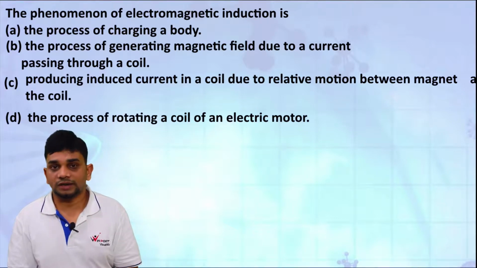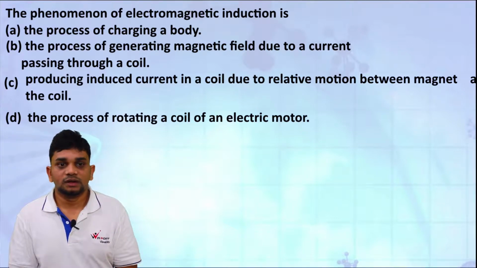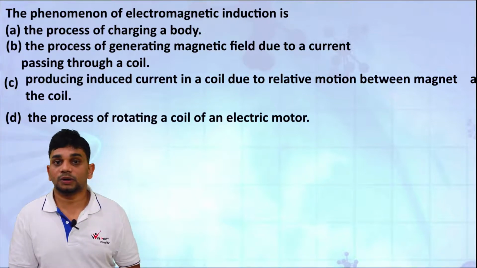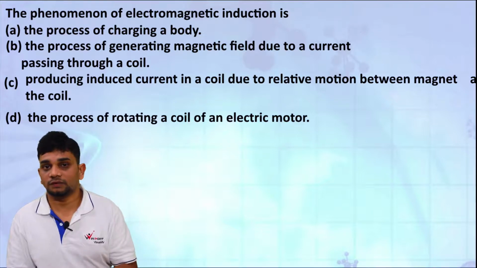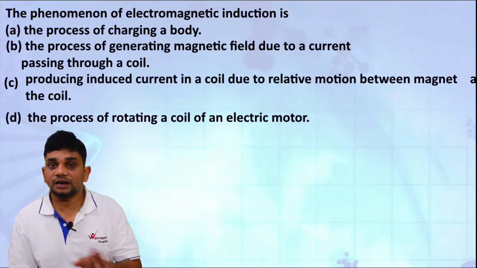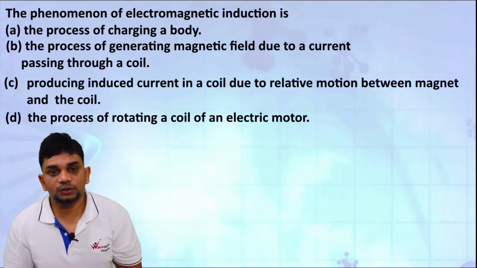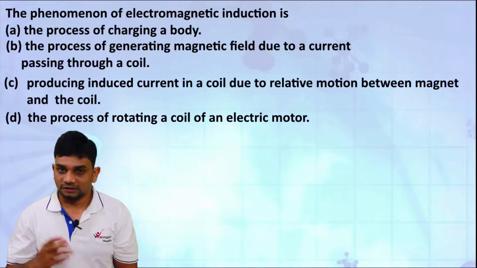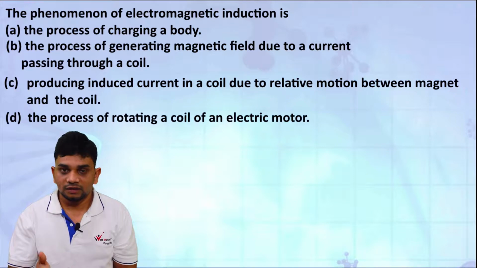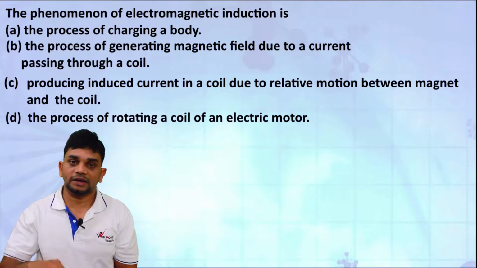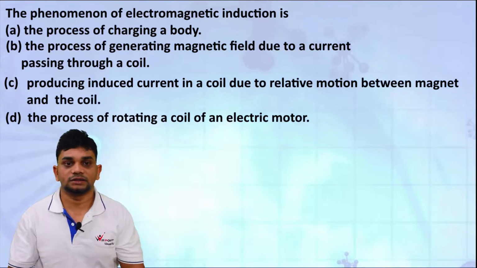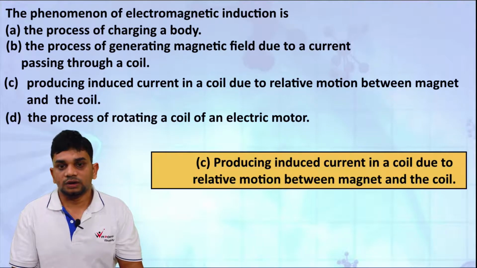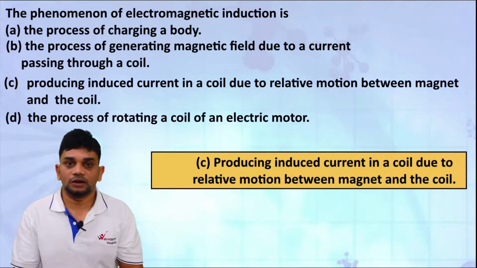The process of charging a body. Wrong option. The process of generating magnetic field due to current passing through a coil. It is generating a magnetic field. No, we are generating electricity. Producing induced current in a coil due to relative motion between magnet and the coil. Yes, we are producing electricity with the help of movement of magnet or coil. That's the right answer.